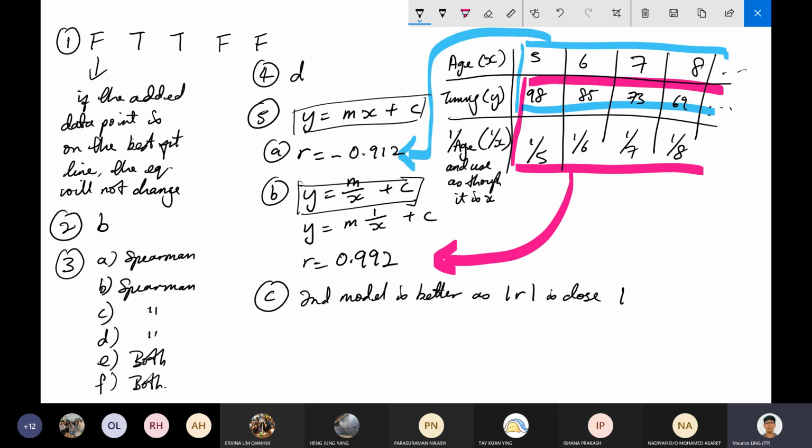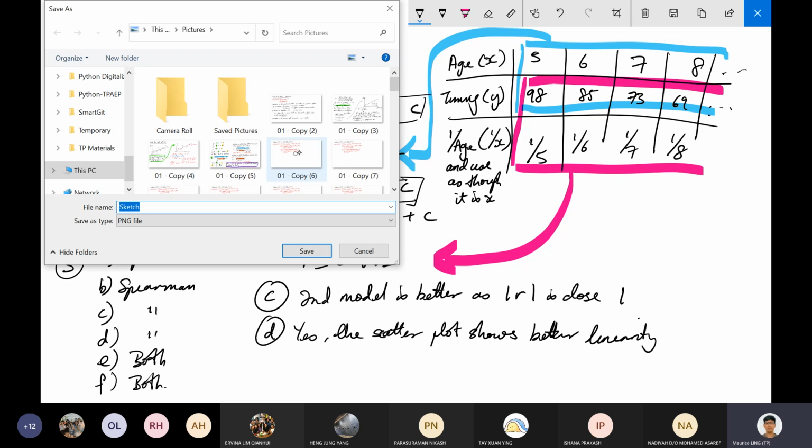Okay. So does a scatter plot actually show that? Yes, the scatter plot shows better linearity. Okay, so that's your answer. That's question 5. Okay, 2 more.